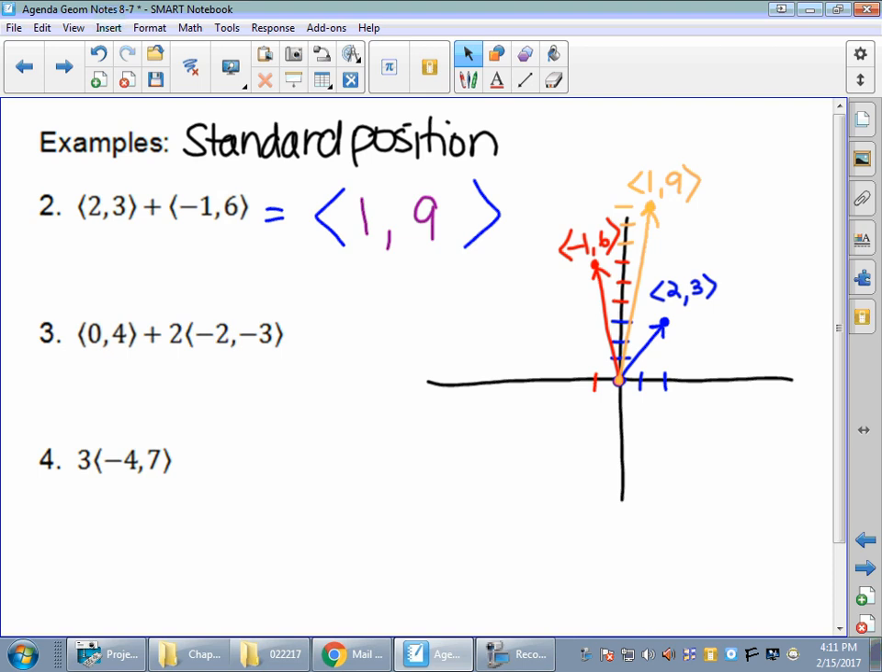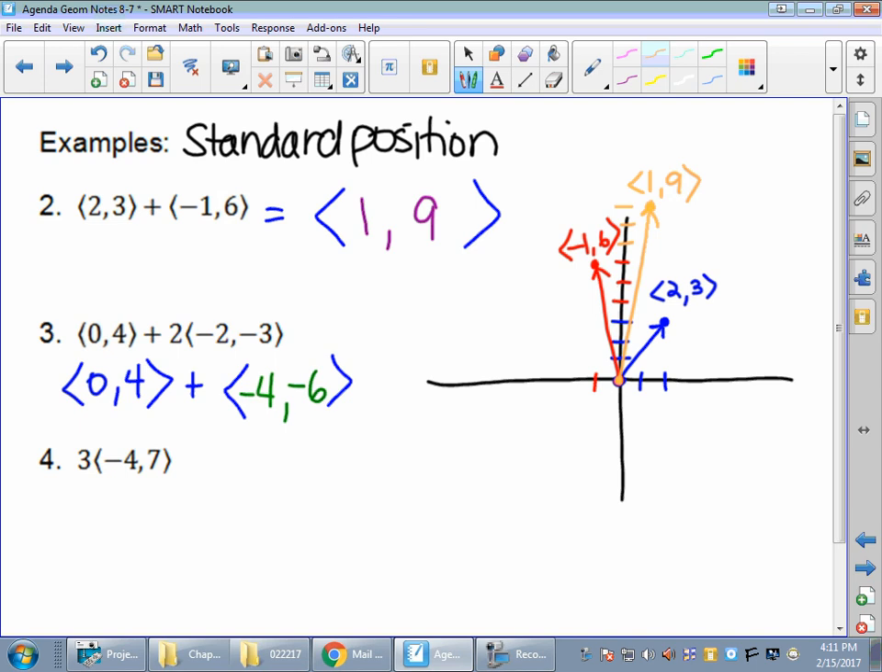Number 3, notice it's got a little extra. So I'm going to have vector 0, 4. And then I'm going to do that scalar multiplication, and I'm going to add that to vector negative 4, negative 6. When you go to sketch this one, you don't have to sketch the initial, just that second one when you've done the scalar multiplication.